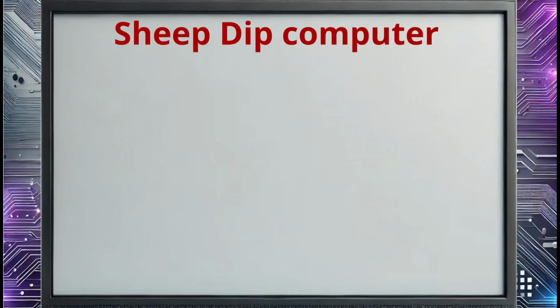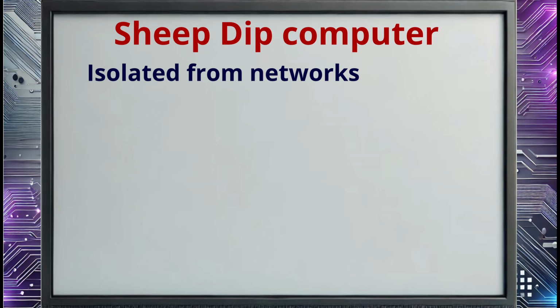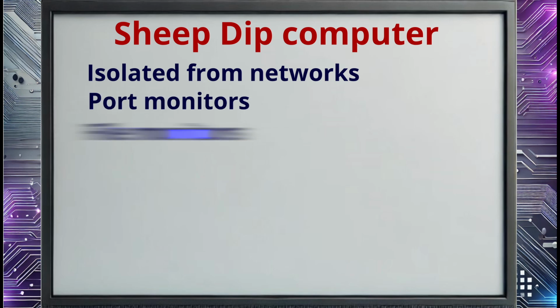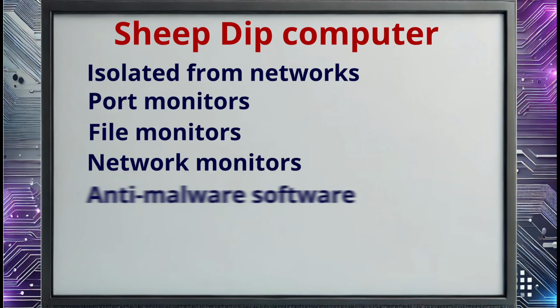The computer used for analysis is called a sheep dip computer. This is a weird term. It comes from the process sheep farmers use to dip sheep in chemical solutions to clear them of parasites. A sheep dip computer is isolated from any networks, and it has port monitors, file monitors, network monitors, and anti-malware software installed. This system would only connect to a network under extremely strict conditions.